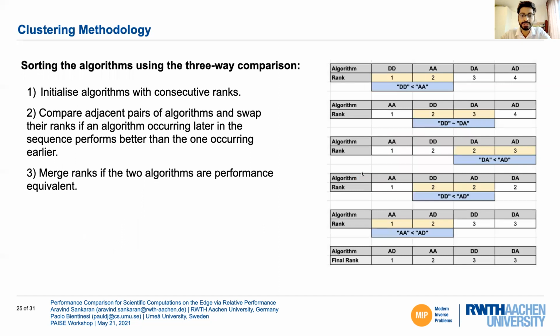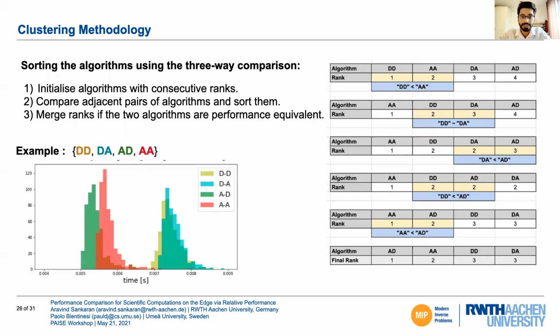So for now, we use this three-way comparison function to sort the algorithms. We use a bubble sort procedure with a modification that we merge the ranks of two algorithms if they are performance equivalent. Let me illustrate this with the example that we discussed in the beginning, 4 ways of splitting the two loops between CPU and GPU. Initially, we do not know which is the best, so we do not know the order. So we first randomly initialize them with consecutive ranks and do the bubble sort.